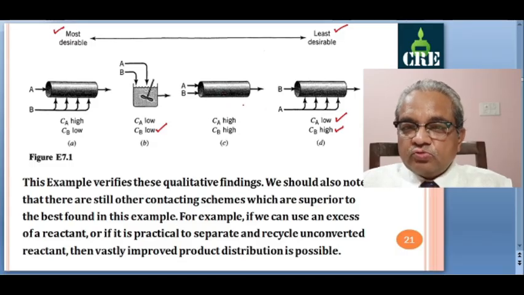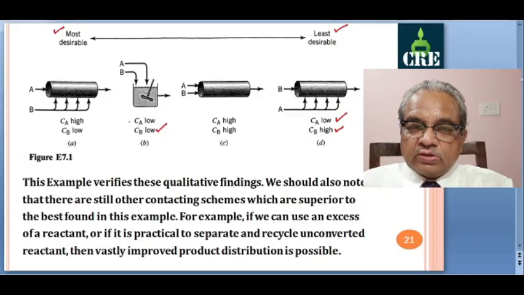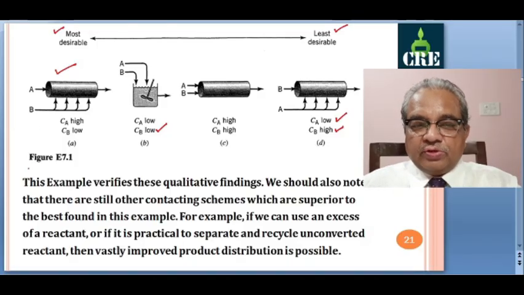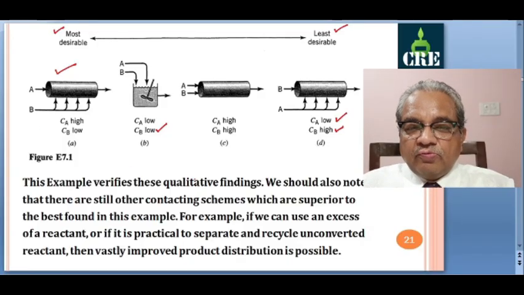So based on previous discussions, we know that if these kinds of possible setups are available with us, how will you decide which is most desirable and which is least desirable? This is least desirable because we don't want CA low. We don't want both high. So this is also not desirable, but better than this. This, both low, is also not desirable, but will give you better performance than this. And this, of course, we will prefer. This is most desirable, and this we want to go ahead with. So this example verifies these qualitative findings.